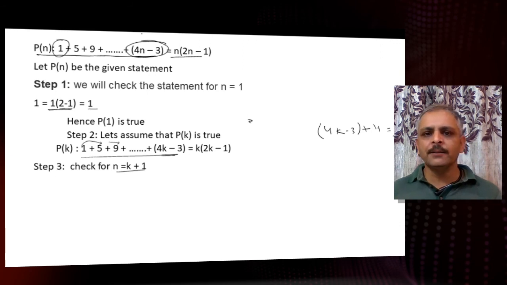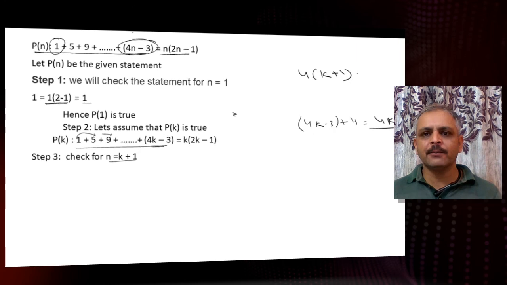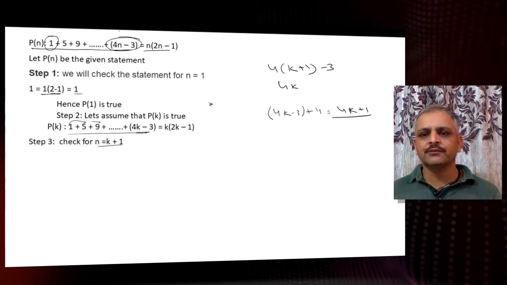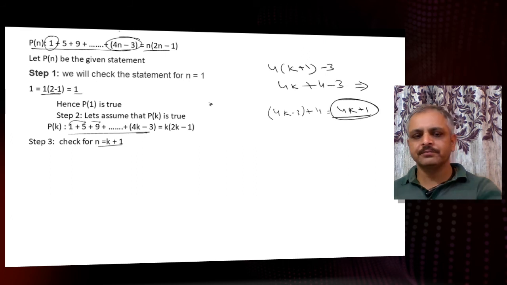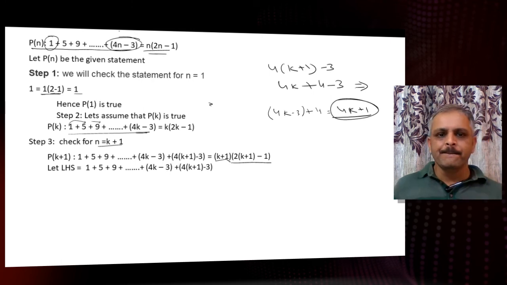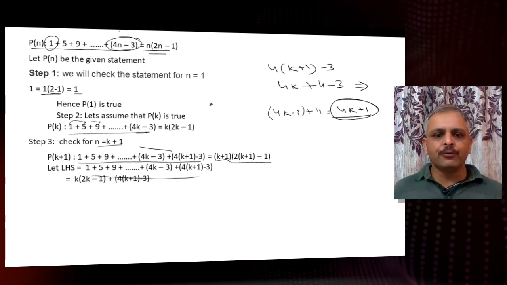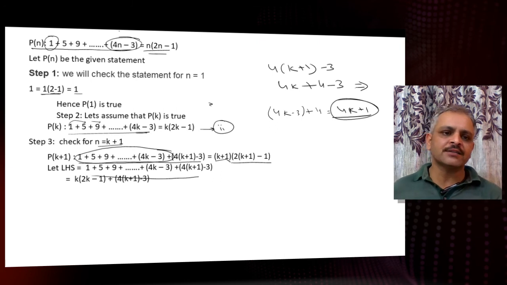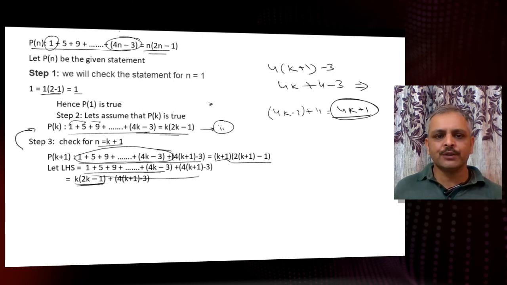Or what I can do, in place of that n, I can write k plus 1 minus 3, which is 4k plus 4 minus 3. So again 4k plus 1. And on the right hand side also replace the n with k plus 1. Now place the value up to 4k minus 3 from the second step. So remember children, always we have to prove the third step with the help of the second one. So up to this value, this is equal to 2 into k minus 1 from step number 2.